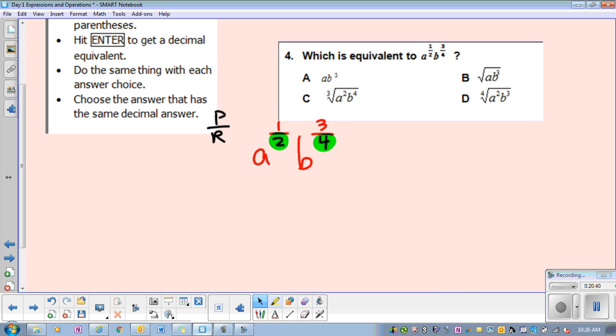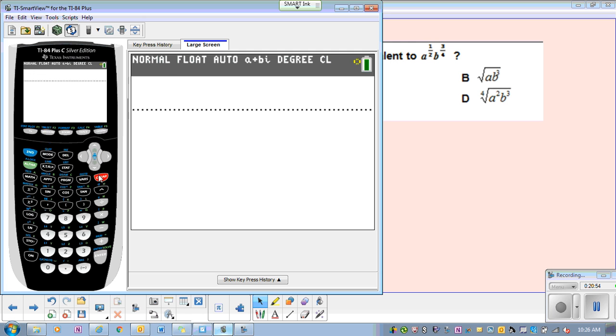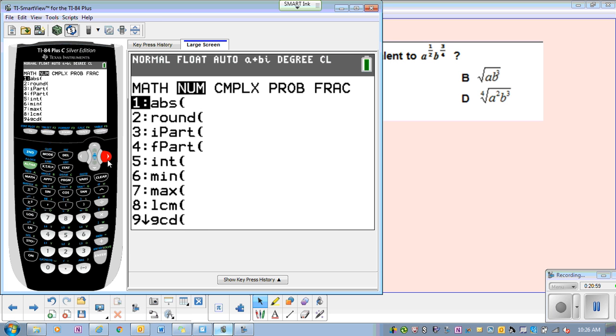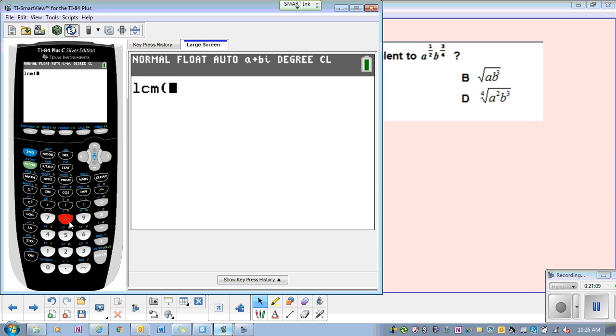In order to make those the same, you basically have to find the LCD, right? Here's an easier way to find the LCD when you have just numbers. You can go to the calculator. Go to math, go to number. You see that LCM? Math, number, LCM. That's the least common multiple, which is what we're looking for. So 2, 4. Right?